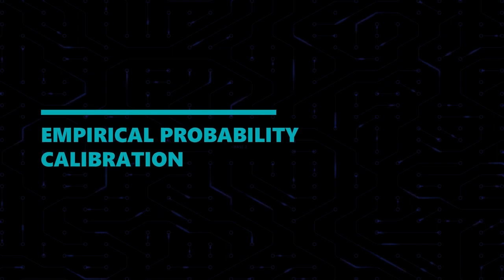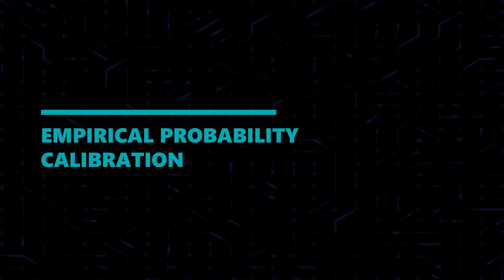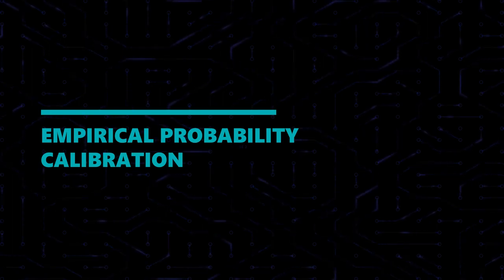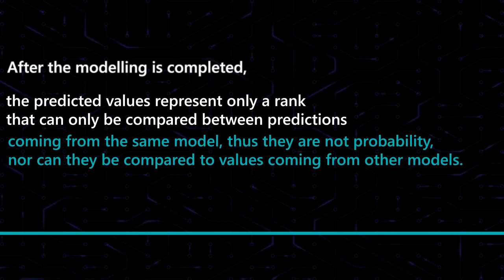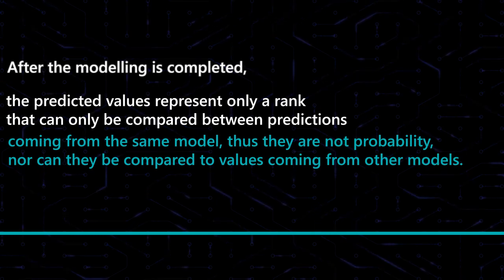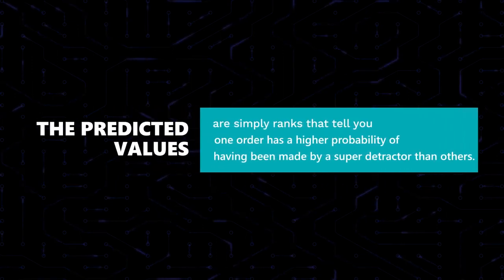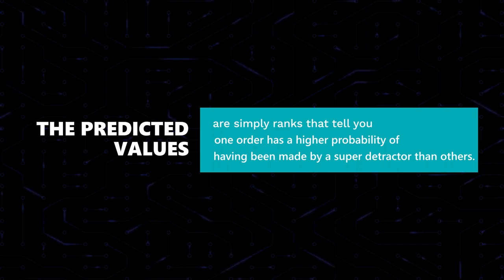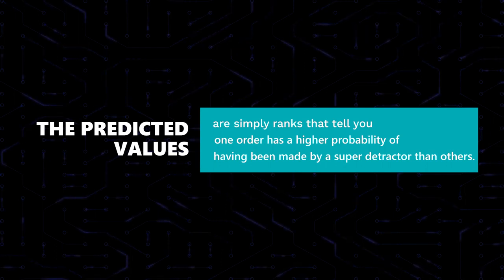Empirical probability calibration. When performing classification, it is often desired not only to predict the class labels, but also to obtain a probability of the respective label. After the modeling is completed, the predictive values represent only a rank that could only be compared between predictions coming from the same model. Thus, they are not probabilities, nor can they be compared to values coming from other models, or compared to any other metric for that matter. The predicted values are simply ranks that tell you that one order has higher probability of having been made by super detractors than another. What is behind the actual probability cannot be stated without an extra step of calibration.